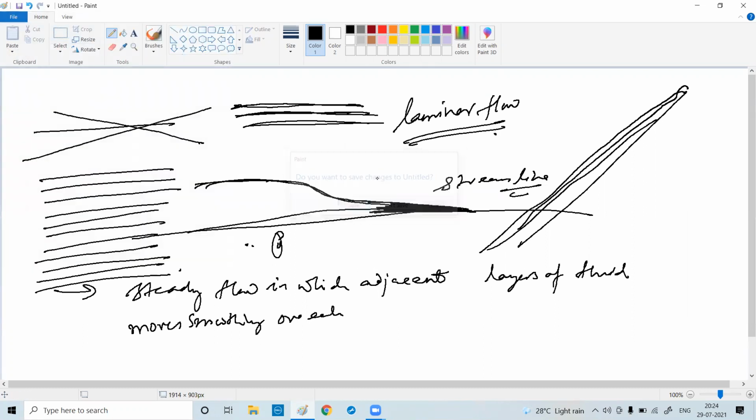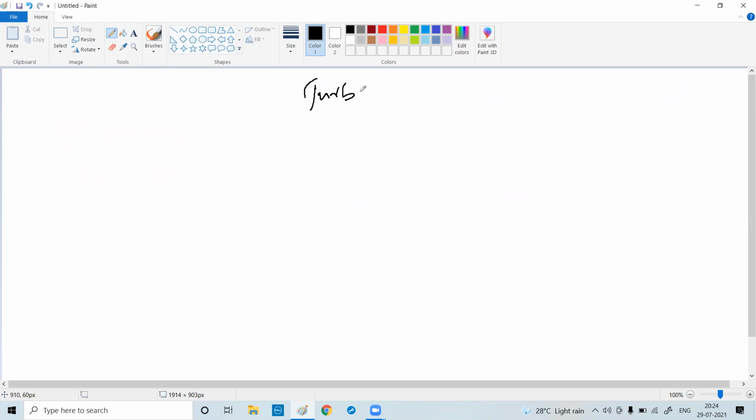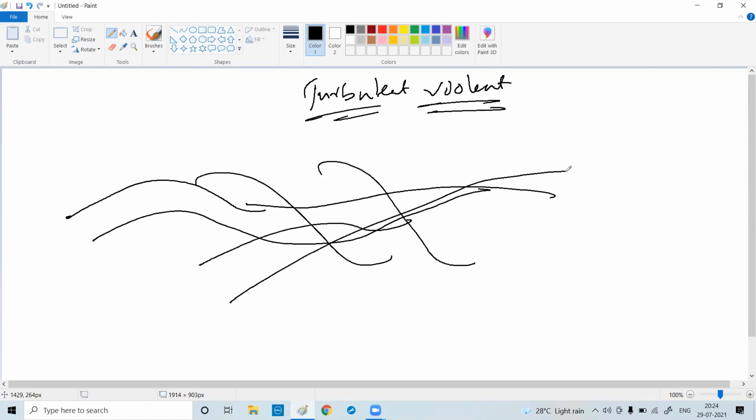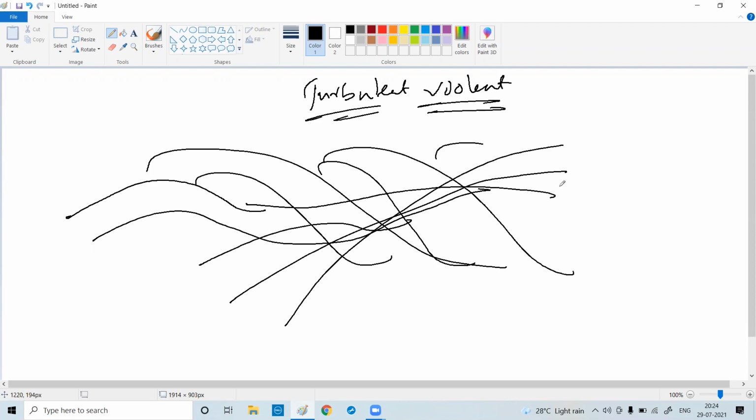Now we will go to turbulent. What is turbulent? The word says it is violent or random, not uniform, like the rainy season. It can have anything. The flow lines will intersect. The flow lines can go anywhere. Random.